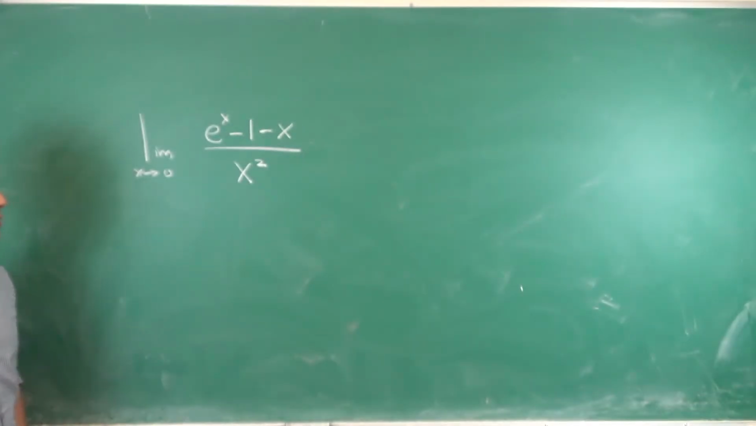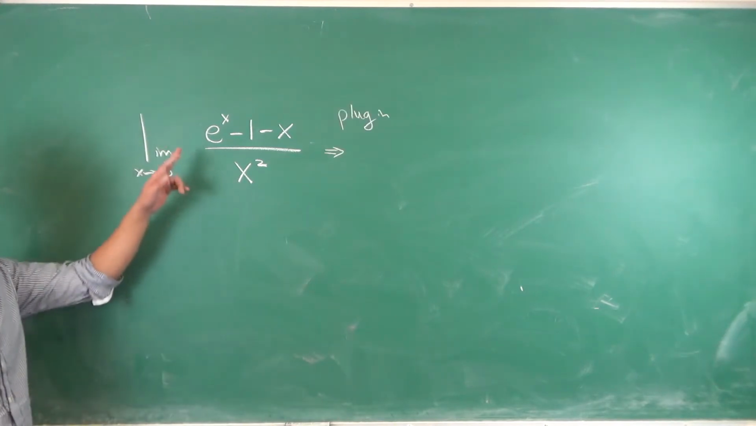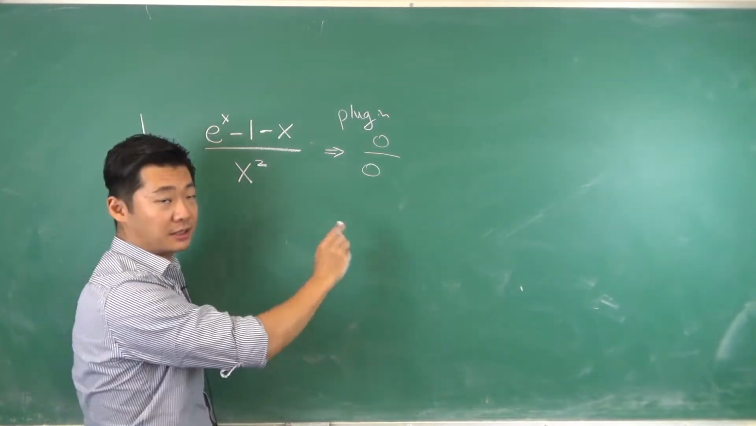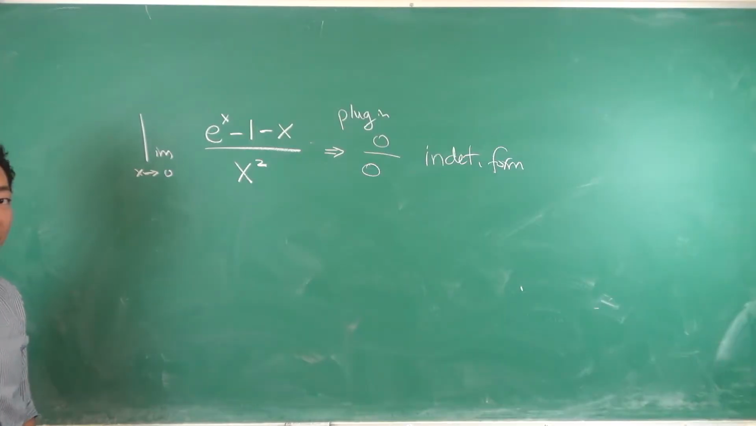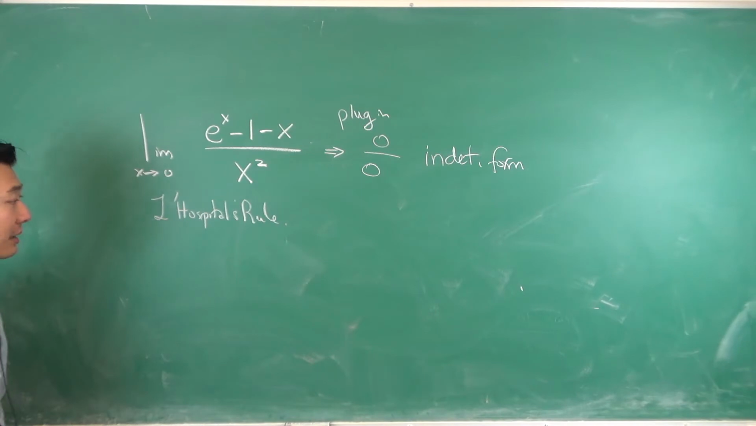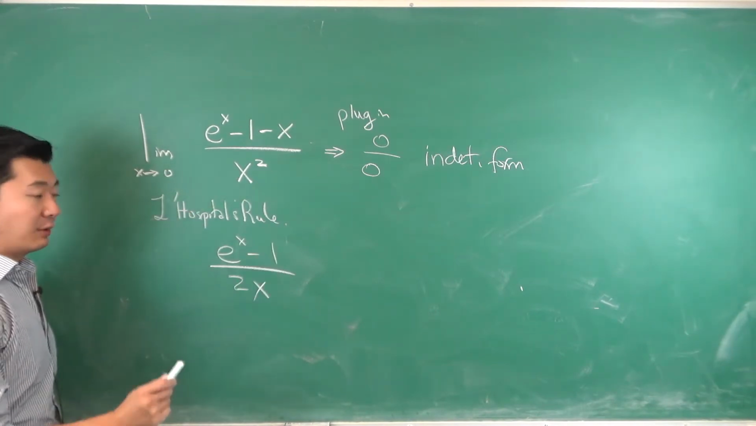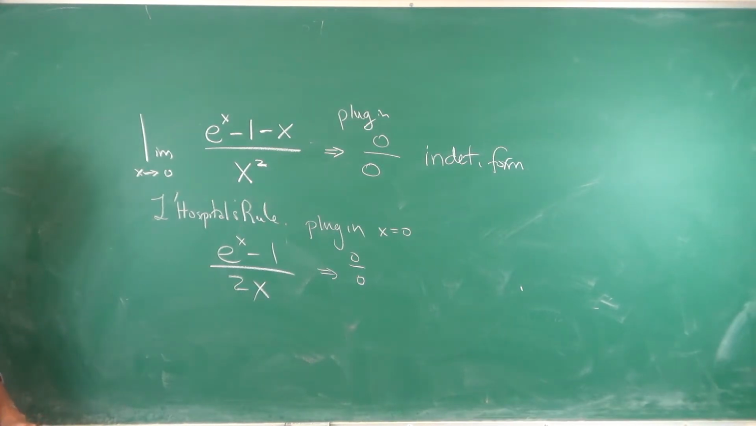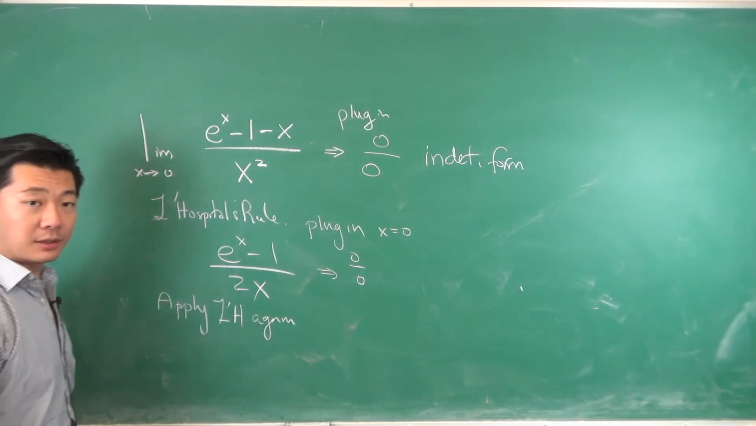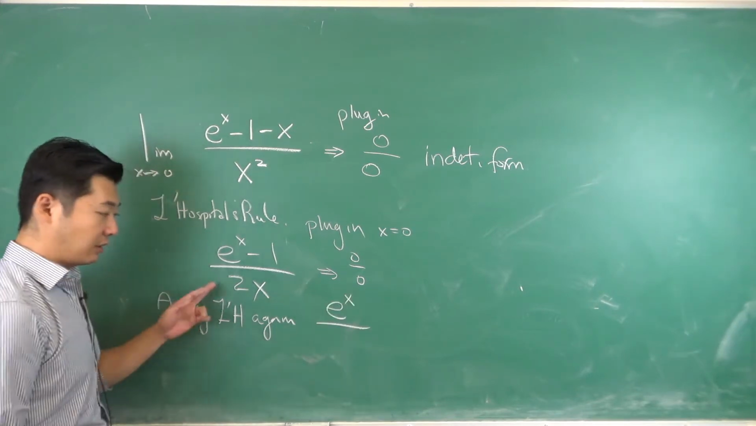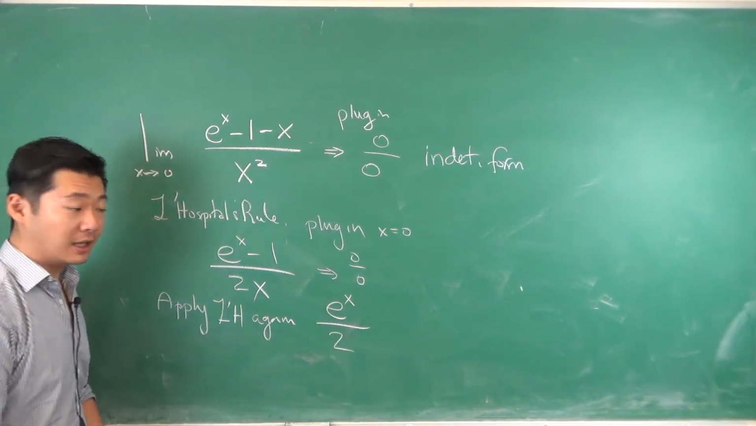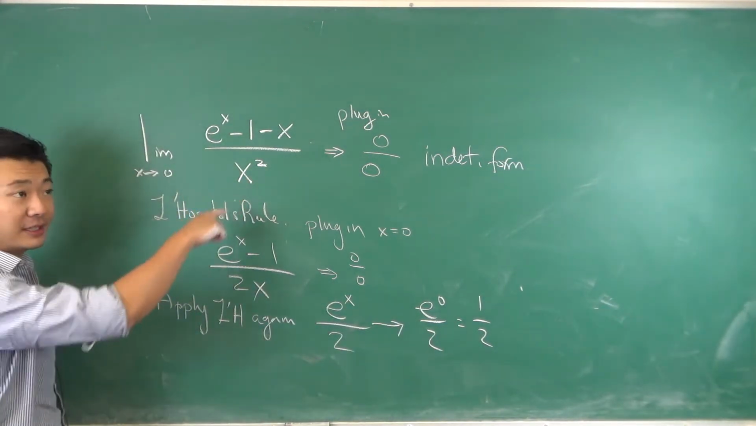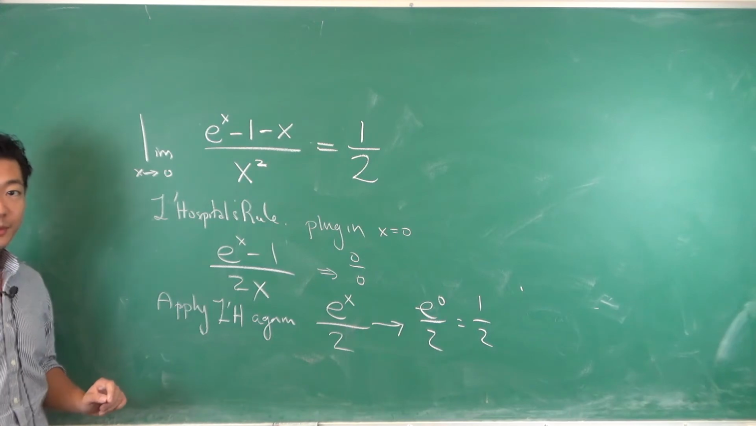Let's try another example. Again, we plug in. We'll get 1 minus 1 minus 0. So that's 0 divided by 0. So this is an indeterminate form. So we can apply L'Hopital's rule. We take the derivative of the top and the derivative of the bottom. If we plug in, we get 0 over 0 again. So we can apply L'Hopital's rule once more so that we take the derivative of the top, derivative of the bottom. This time, when we plug in, we get e to the 0 over 2, which is 1/2. And so this limit is 1/2 by L'Hopital's rule.